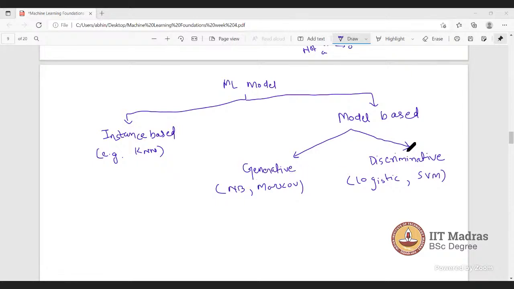In a discriminative model, we basically learn the separators between two classes or between more than two classes. So we learn separators. Examples of that are logistic regression or SVM, which are used in the classification case. An example of generative is naive Bayes. Naive Bayes will be covered soon. Logistic regression, I think, is in week 5, and SVM will also be covered in the coming weeks.